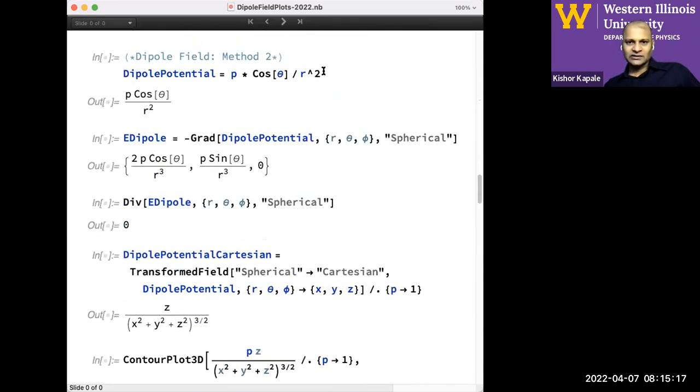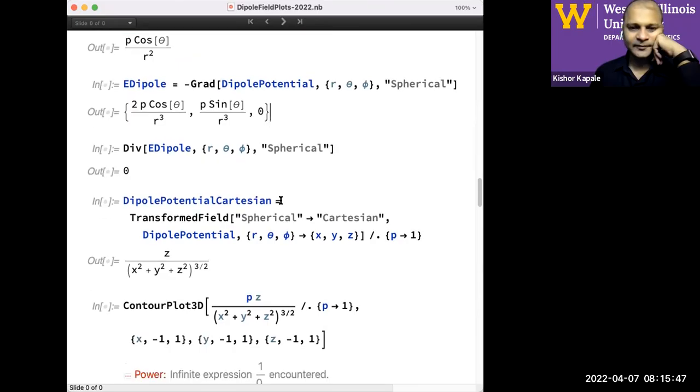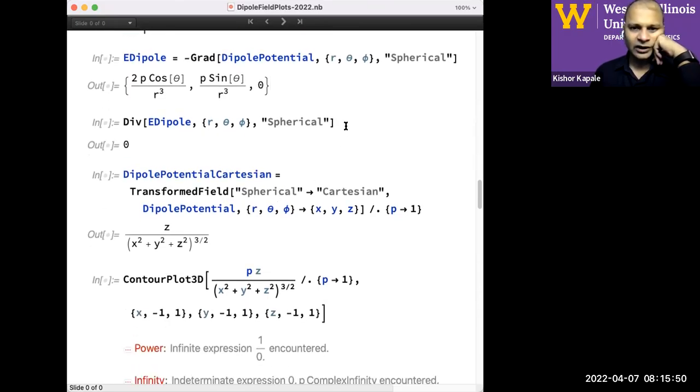Here is the real calculation, right? So we had this dipole potential, p cosine theta over r squared, right? Once you have that, you can get Mathematica to evaluate the gradient. In our case here, you can write down the vector potential and ask it to calculate the curl, right? And so it would do that for you. Let's move forward. You can calculate the divergence, you can calculate the curl, anything that you want.